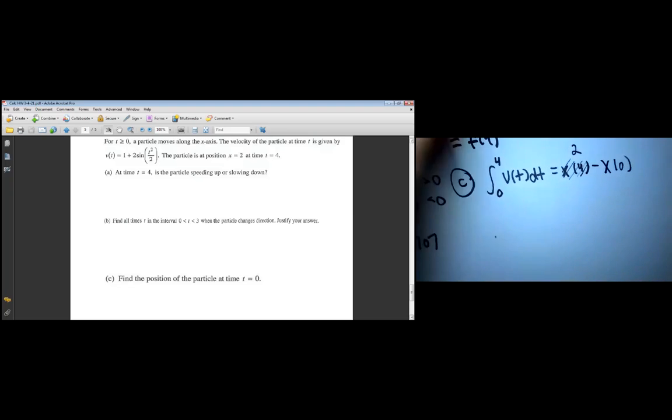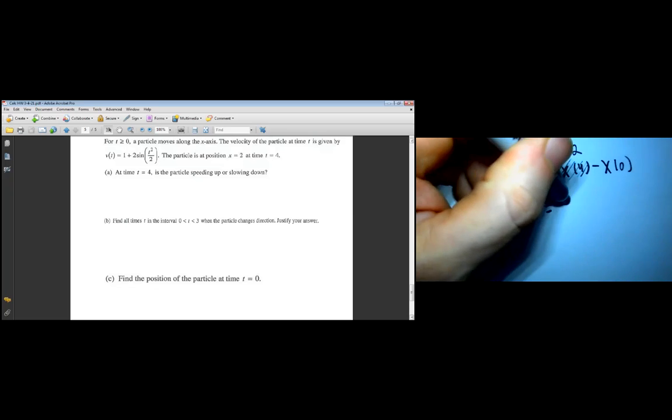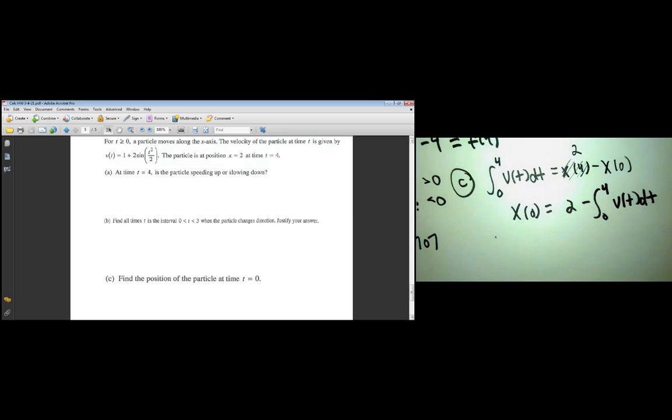Okay, we're solving for x of 0, so I'm going to move that to the left. So x of 0 is equal to 2 minus the integral from 0 to 4 of V of t dt. You now need to go in the calculator and figure out that integral and then do 2 minus whatever you get. What did you get when you did that?